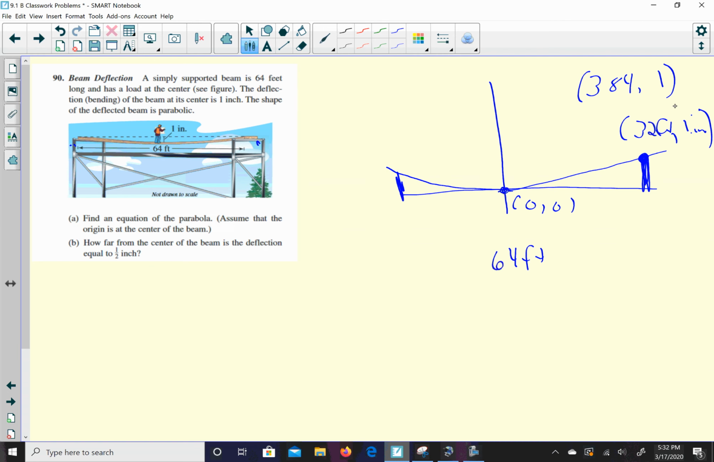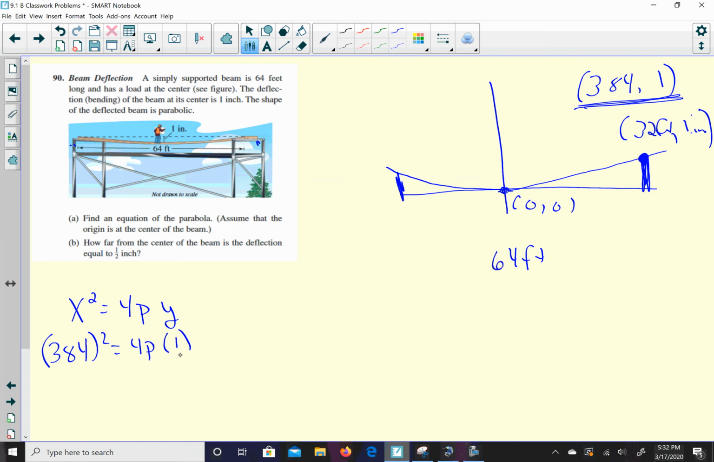Since the vertex is at the origin, I don't have an h or a k. It opens up, so I know that the x is squared. So I'm going to have x squared is equal to 4py. Now I have this ordered pair, 384, 1, so I'm going to substitute that in. I'm going to have 384, and this is x, that's going to be squared, is equal to 4p times 1 inch.